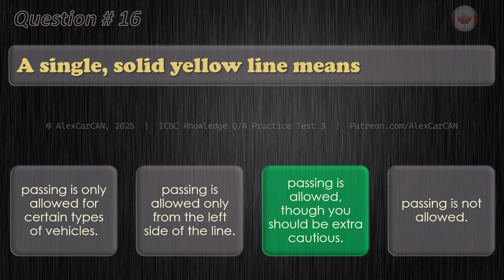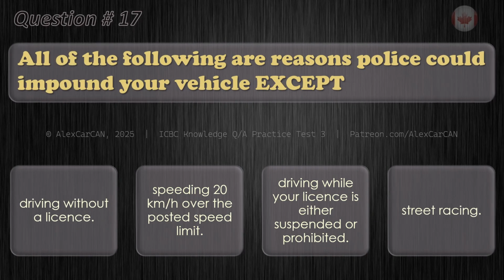The correct answer is passing is allowed, though you should be extra cautious. Question number 17. All of the following are reasons police could impound your vehicle except: driving without a license, speeding 20 km per hour over the posted speed limit, driving while your license is either suspended or prohibited, street racing. The correct answer is speeding 20 km per hour over the posted speed limit.